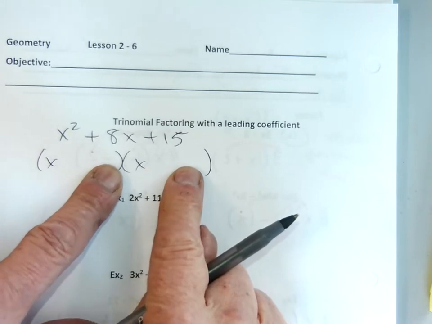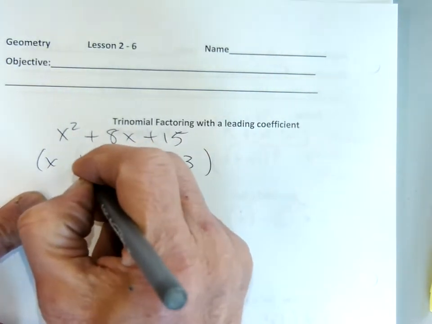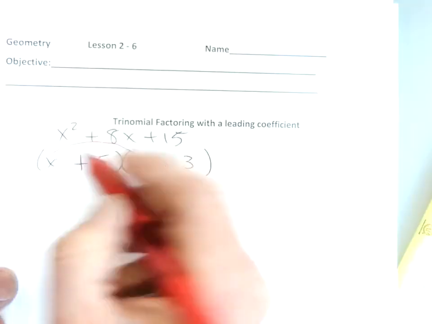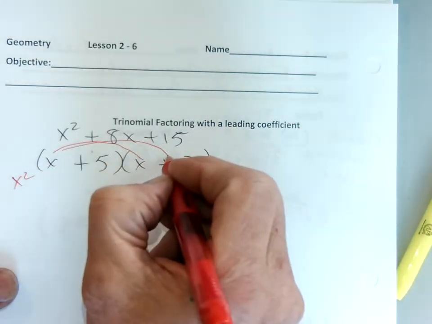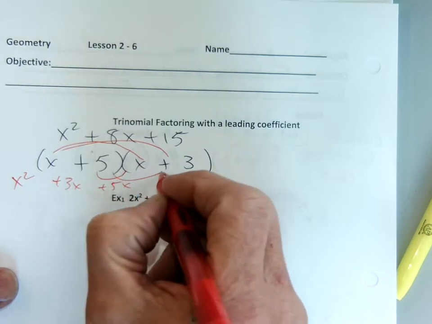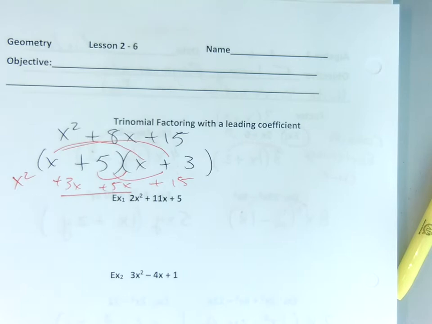5 times 3. Now why is 5 times 3 such a good combination? 5 plus 3 equals 8. That part's easy. And then if we need to check it, we can check it. X squared plus 3x plus 5x plus 15. And sure enough, those two terms will make my 8x, right?